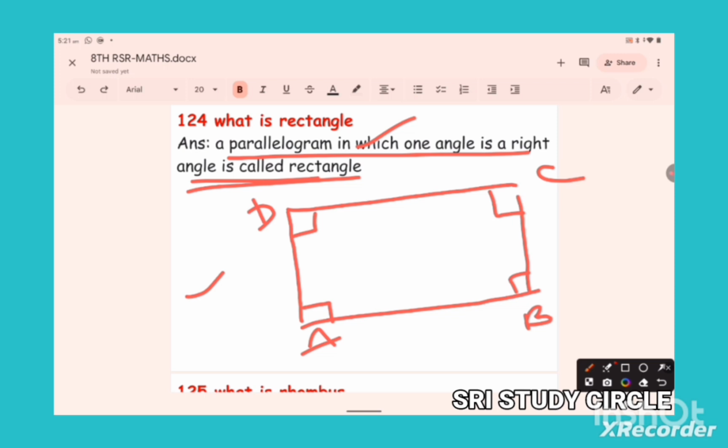Okay. If one angle is 90 degrees, then all the remaining angles will also be 90 degrees. Suppose this is 90. We know the sum of any two adjacent angles is equal to 180. 90 plus 90 is 180. Next, the sum of these two adjacent angles we know is 180. That means this is also 90, this is also 90. So each angle is 90 degrees. This is called a rectangle. So a rectangle means opposite sides are parallel, opposite sides are equal, and each angle is 90 degrees.